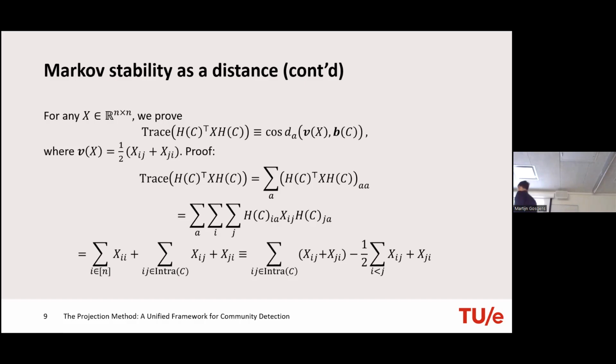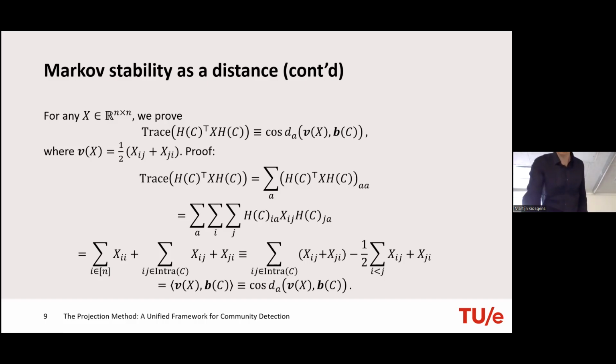Of course, we also get x_ii over there in this sum, and we get x_ji over here in this sum. But then we can do the same trick as we did previously. We just subtract this constant over here, which does not depend on C. And then again, we can rewrite it as this inner product, which we again can rewrite as this cosine. So this tells us that maximizing Markov stability can also be seen as just minimizing an angle between some vertex that you map the graph to and a partition.